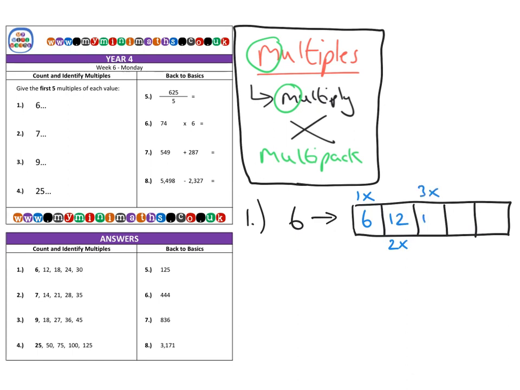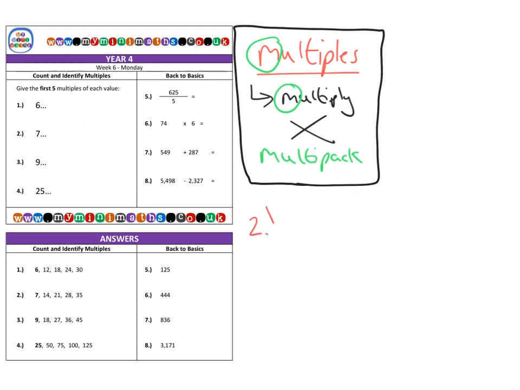3 lots of 6, which is 18. 4 lots of 6, which is 24. And finally, 5 lots of 6, which is 30. And don't forget that sequence continues forever, but we're just looking for the first 5.